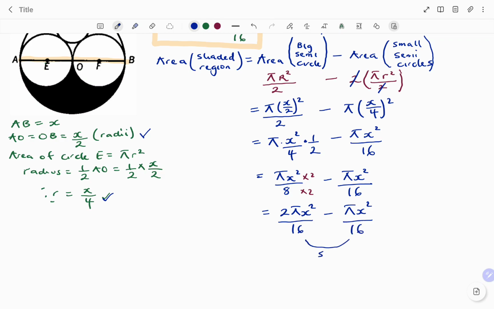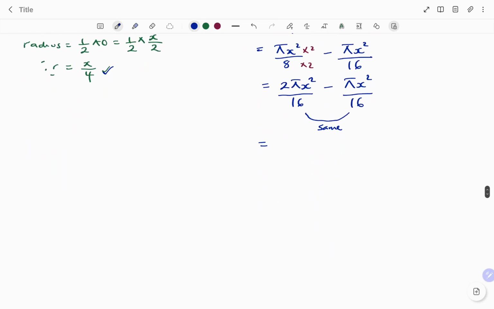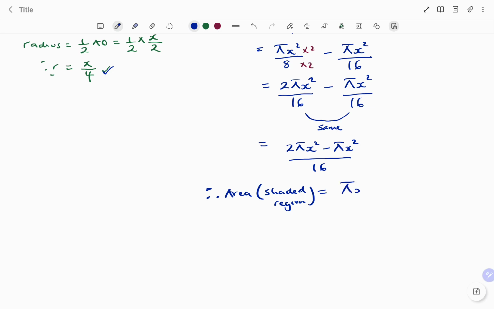And now that the denominators are the same, the area of the shaded region will be equal to 2 pi x squared minus pi x squared, divided by 16. Therefore, area of shaded region will be equal to 2 pi x squared minus pi x squared, that's pi x squared over 16. I'm going to highlight that.